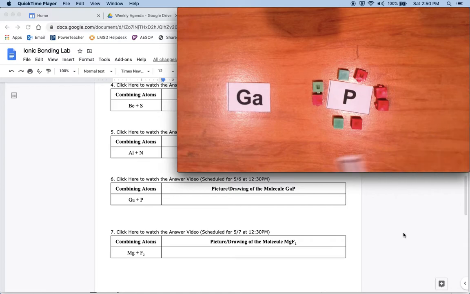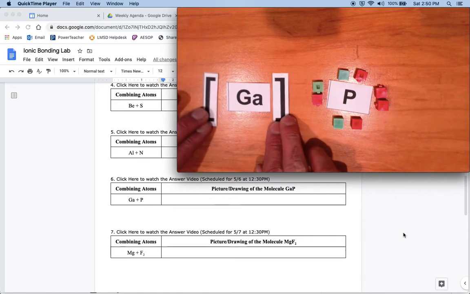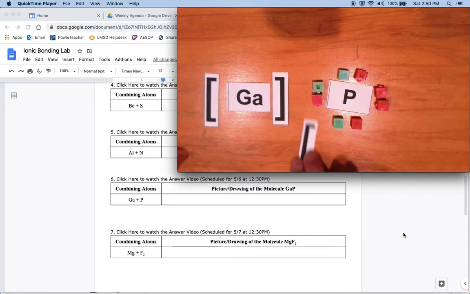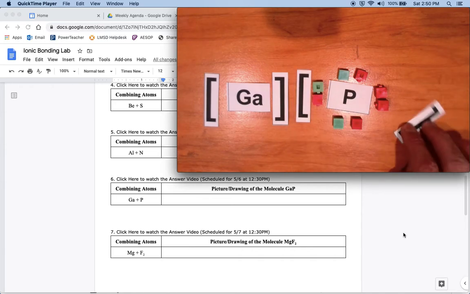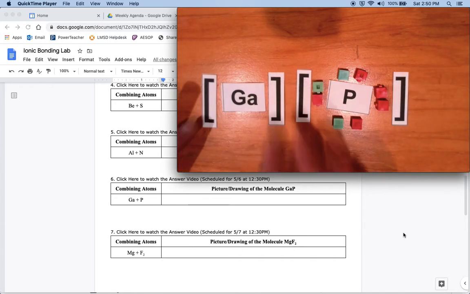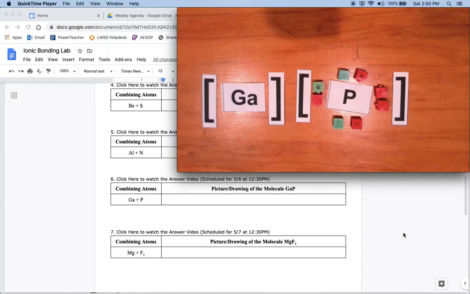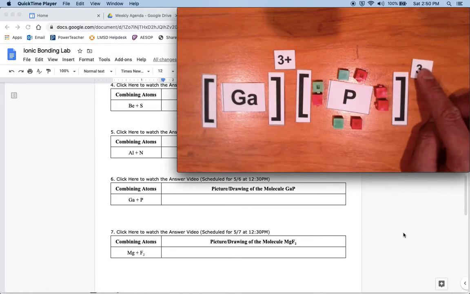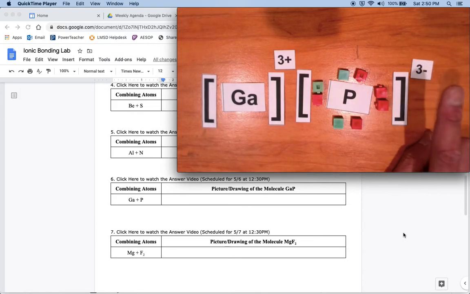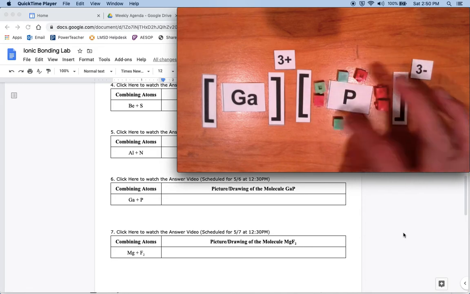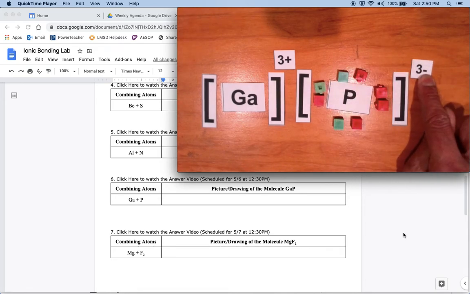Now, both atoms have changed, which means I need to put brackets around them to say they're different than what they started off as. Gallium now has 3 more protons than electrons because it lost 3 electrons, and phosphorus gained 3 negative things, so now it has 3 more electrons.